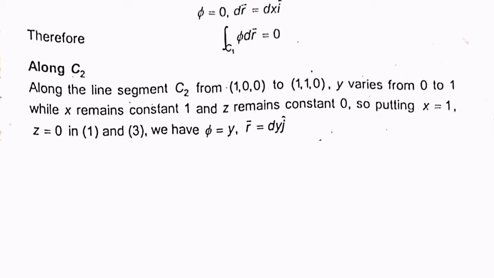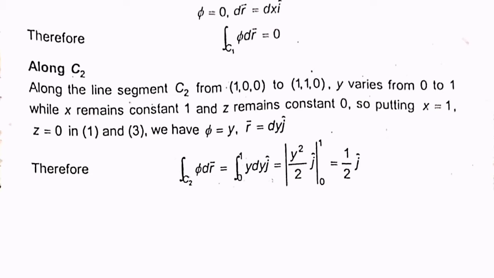Along the line segment C2 from 1,0,0 to 1,1,0, y varies from 0 to 1 but x remains constant, which means 1, and z remains constant, which means 0. So putting x equal to 1 and z equal to 0 in equations 1 and 3, we have phi equal to y and dr equal to dy j. Here only one variable is involved, which is y, so the limits of y are 0 and 1. So we apply all of these values of phi and dr in the line integral and also apply the upper and lower limits of y. So the integral over C2 of phi dr is equal to the integral from 0 to 1 of y dy j. Here we apply the power rule of integration and we have y squared over 2 j. The upper limit is 1 and the lower limit is 0. So applying the upper and lower limits, we have 1 over 2 j.